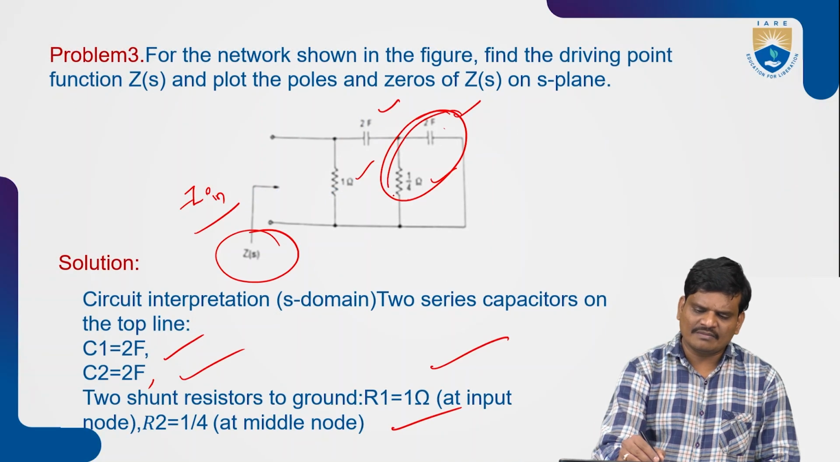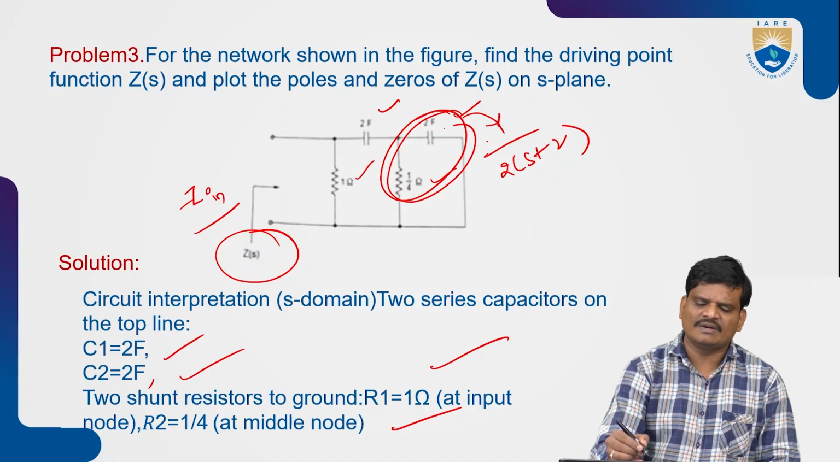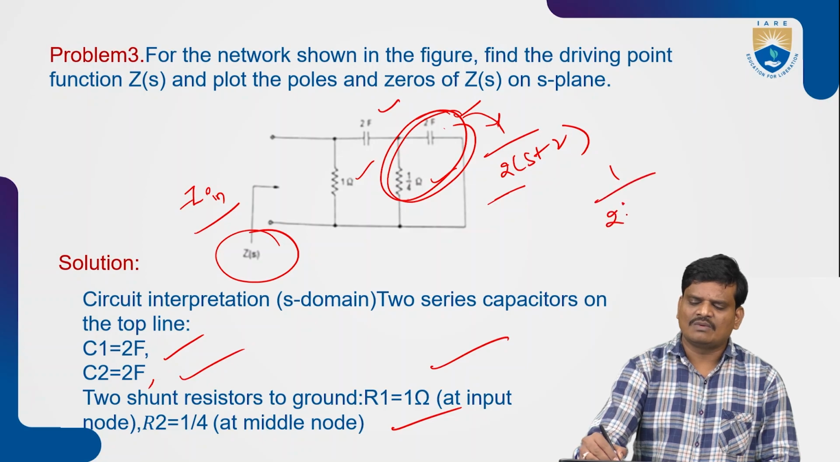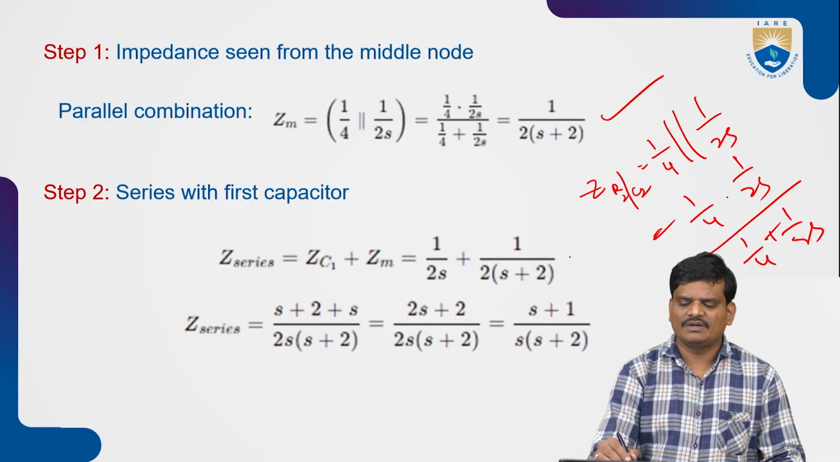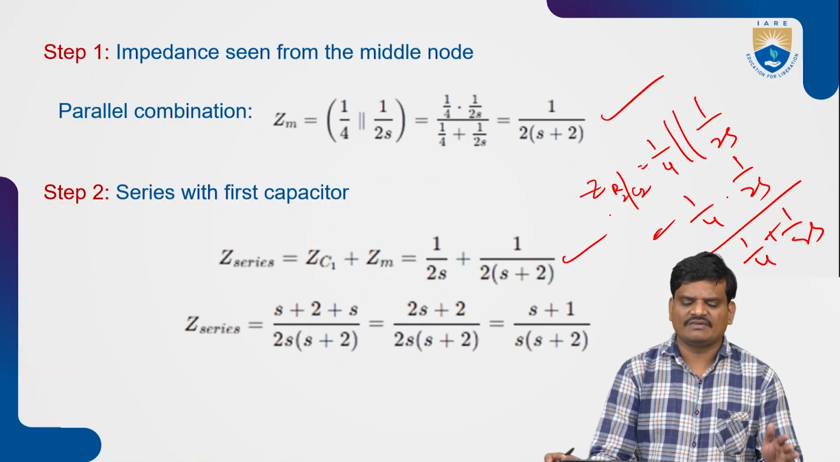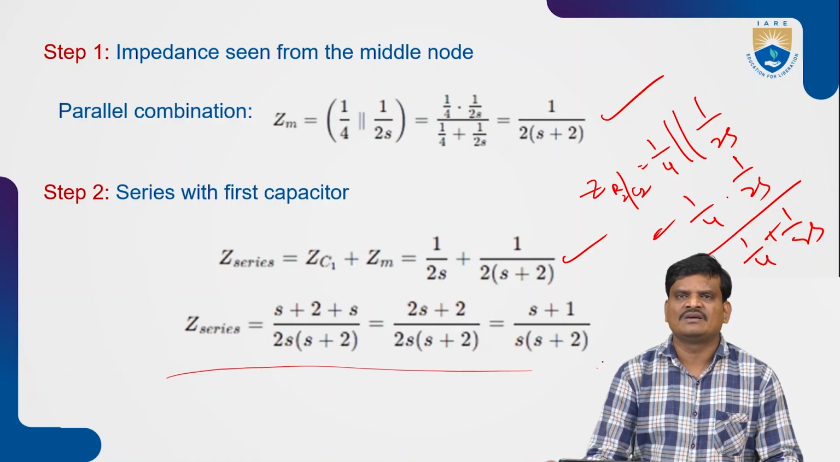Again, this parallel combination is obtained like this: 1 by 2 into S plus 2 is the value of this particular parallel combination. Again, this 2 will be in series with what? This particular capacitor. So what is the value? 1 by 2 into S plus 2, plus 1 by 2s, plus 1 by 2s. So up to the capacitor we have evaluated.